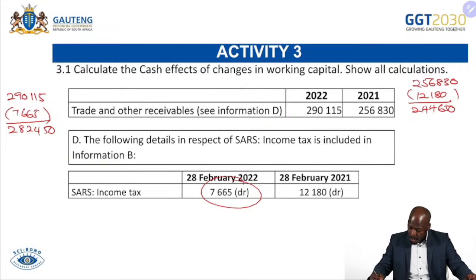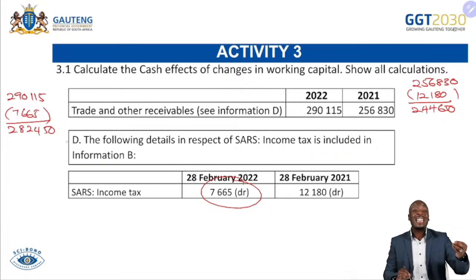So you then ask yourself, is it an increase or a decrease? You can see it is 244,650. Now it's 282,450. That is an increase. An increase in trade and other receivables. These are debtors, people who owe us money. When our receivables increase, that is a cash outflow. Because when our receivables decrease, that means our debtors are paying us, which is a cash inflow. Okay, I'll repeat that again. When our receivables are increasing, it's a cash outflow, because when our receivables are decreasing, it means our debtors are paying. That means it is a cash inflow.